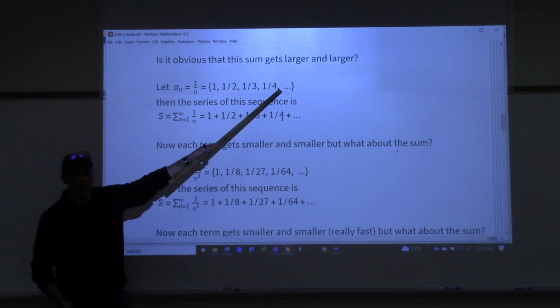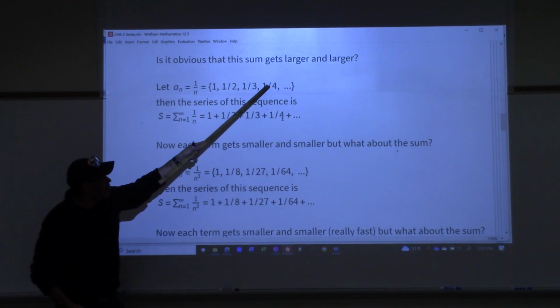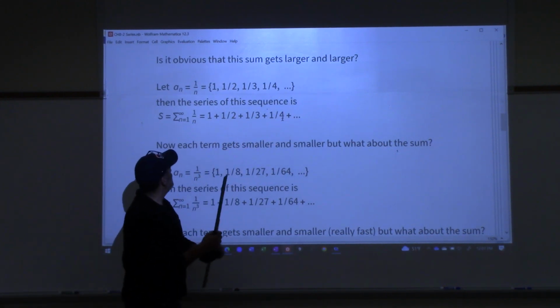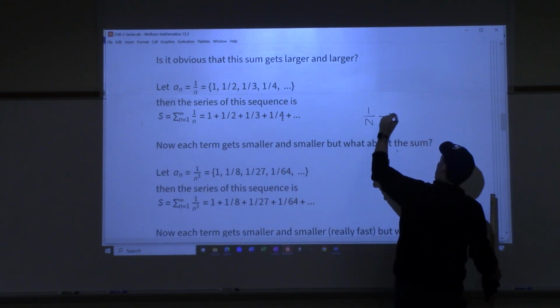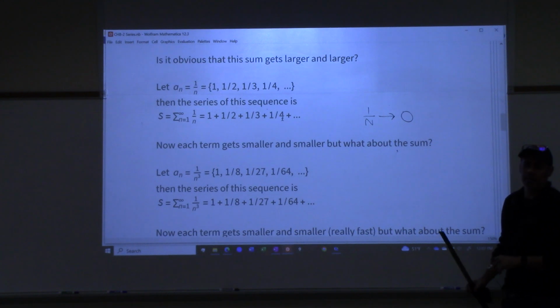is going to 0, right? These are getting smaller and smaller. These are getting smaller. They're headed to 0. This sequence, the sequence 1 over n is going to 0. There's nobody here who's arguing against that.